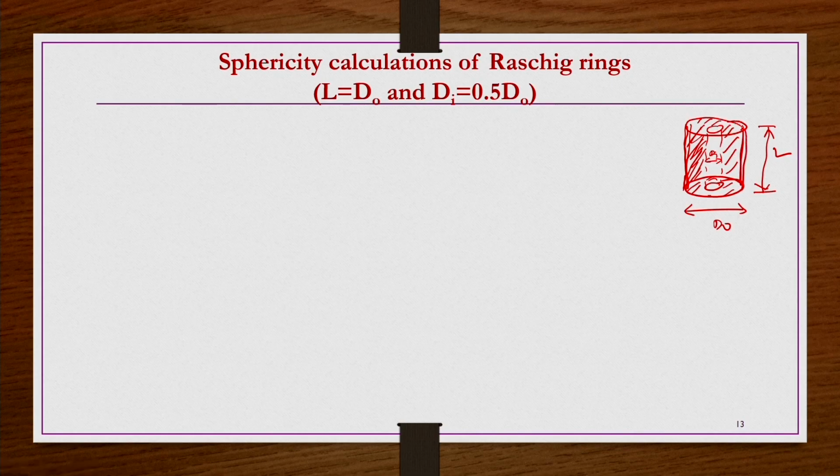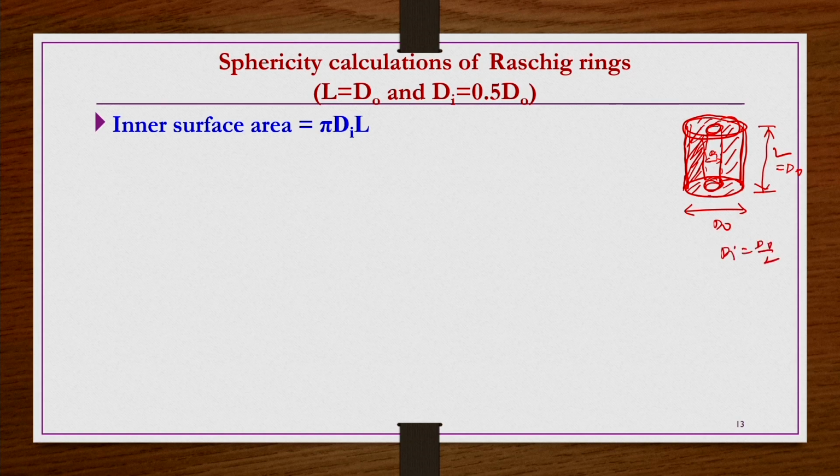So for this, what is going to be the sphericity, that also we can calculate. Because it is a hollow short cylinder, we can take L equals d naught, and di equals d naught by 2. The surface area of the inner hollow portion is pi di L, and the outer surface area is pi d naught L.